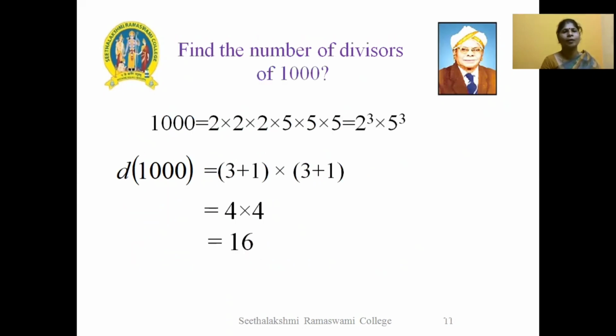Application of d of n. Find the number of divisors of 1000. For this, again, we factorize 1000 into primes. We get 2 power 3 into 5 power 3. For this, we add 1 to the powers of 2 and 5 and multiply. That means (3 plus 1) into (3 plus 1) is equal to 4 into 4, which is equal to 16.